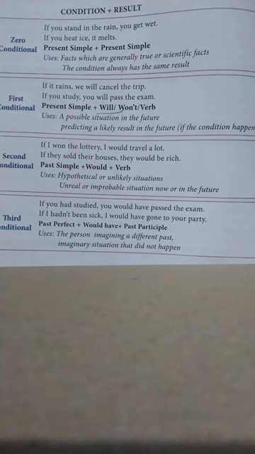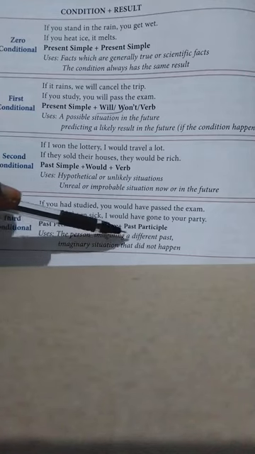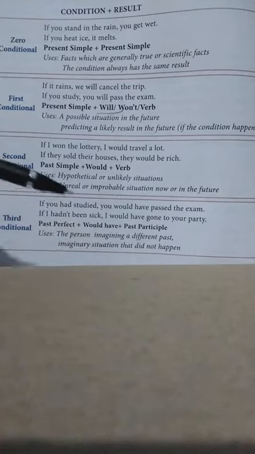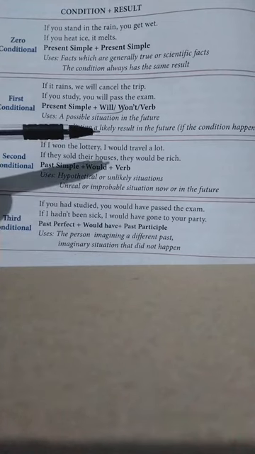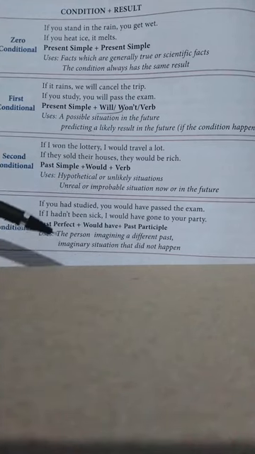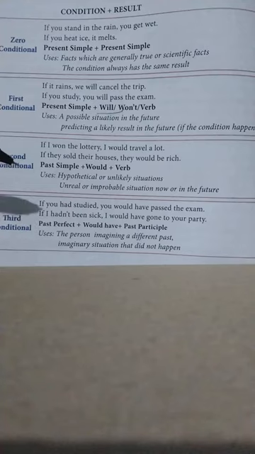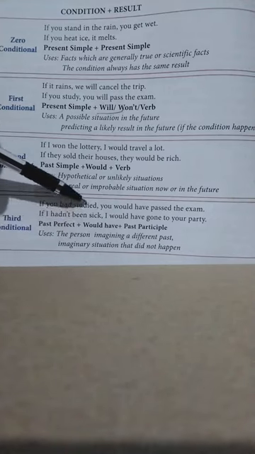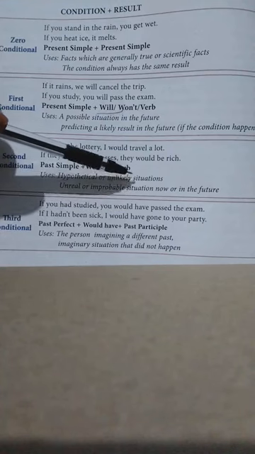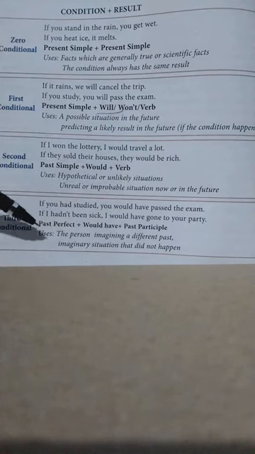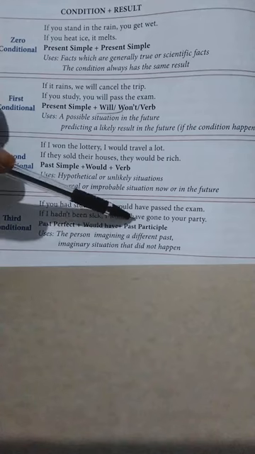So what is the last condition we have? Third condition, that is a person imagining a different past, imagining a situation that did not happen. So what is the formula for this? Two things you can do with it. One is in the condition clause, you will come across had plus PPV, and in the main clause, you will come across would have plus PPV. That's why the formula is past perfect in the condition, and in the main clause would have plus past participle.